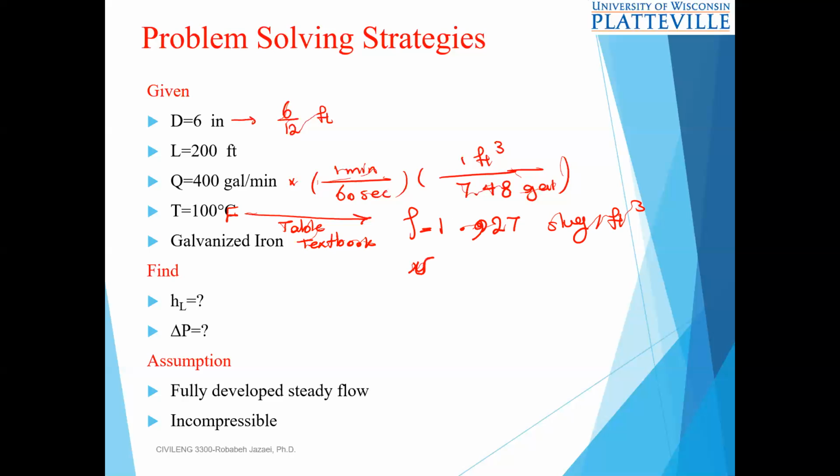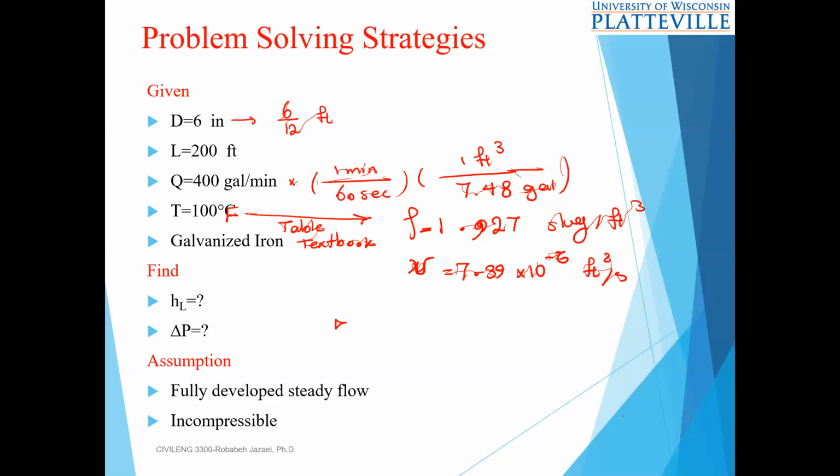number. So I use this, similar to V, the kinematic viscosity is 7.39 multiplied by 10 to the negative 6 feet squared per second. Okay. So whenever the temperature is given, we can find the density, absolute viscosity, or kinematic viscosity. What else is given? The material is given, it's galvanized iron.